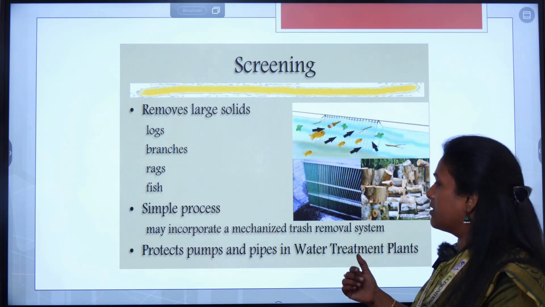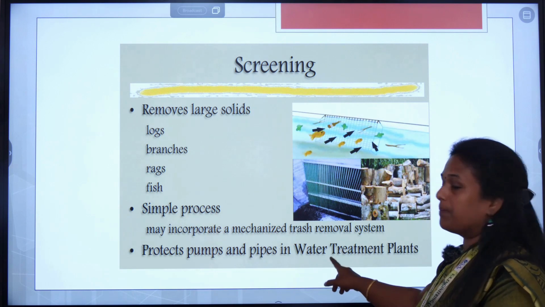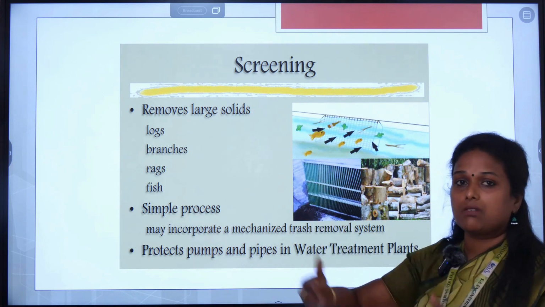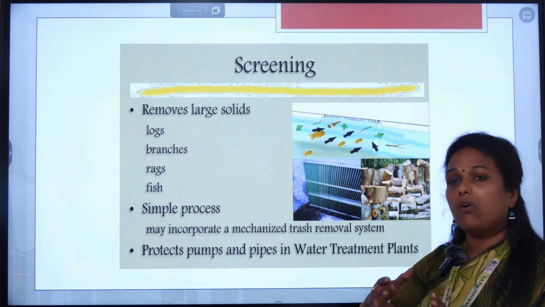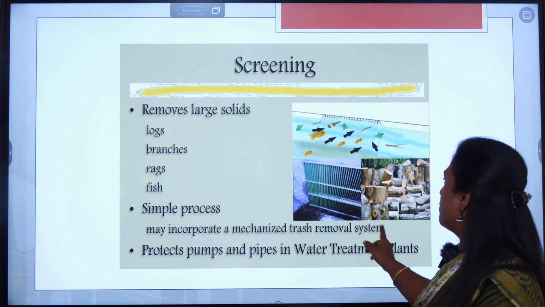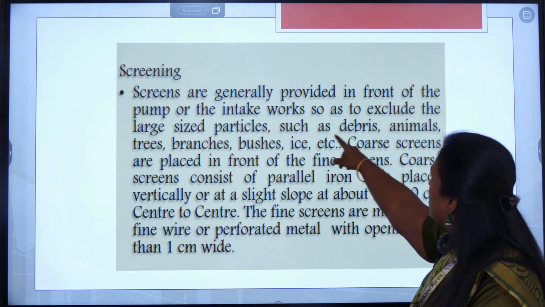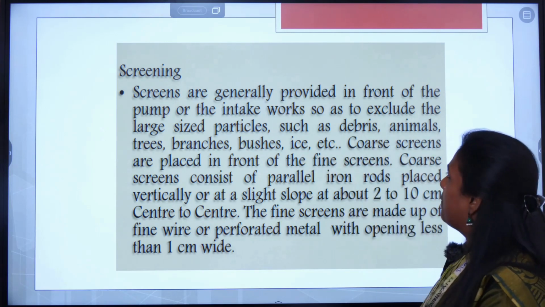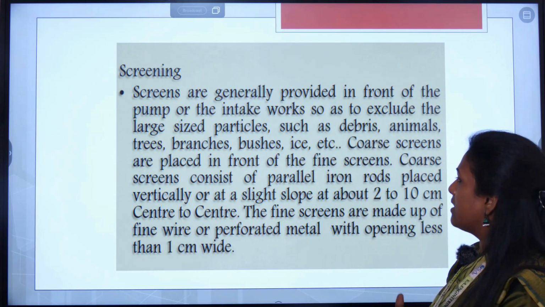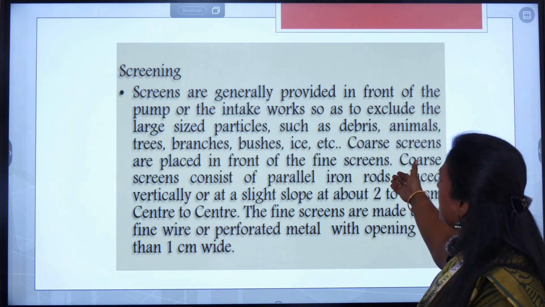And why are we having the screen? Because we need to protect the pumps and pipes in the water treatment process. The consequent processes should not be disturbed. So we are including screening as the first operation. In screening, we need to exclude large size particles like debris, animals, trees, branches, etc. And the screens are of two types.